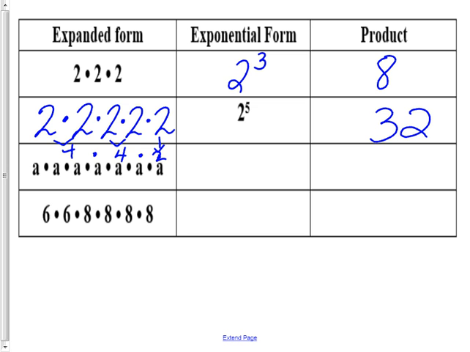For our next one, A is our base because it's what's being multiplied repeatedly. 1, 2, 3, 4, 5, 6, 7 times it's used as a factor.